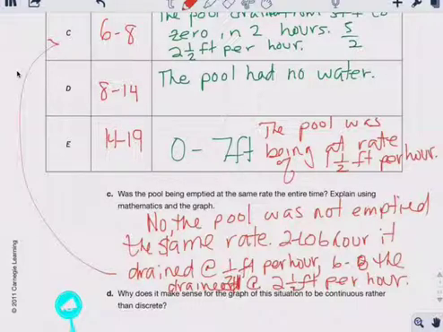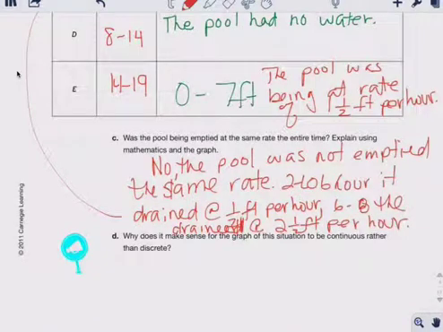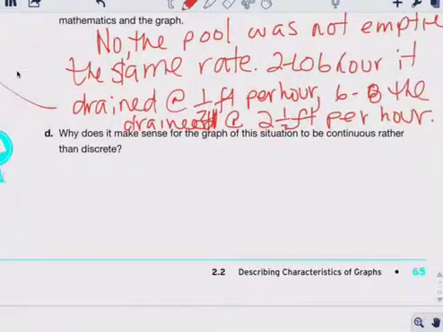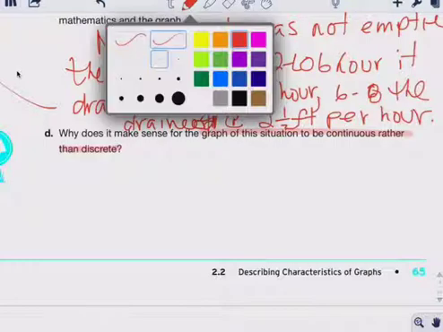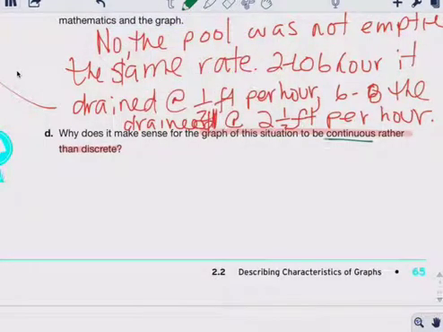Also, why does it make sense for the graph in this situation to be continuous rather than discrete? Because the pool is being emptied every single second, continuously. When they start emptying the pool, it was continuous. When they stop, it was a continuous period. That's why it is a continuous graph. You can't put a drop of water and then stop. It just doesn't make sense.